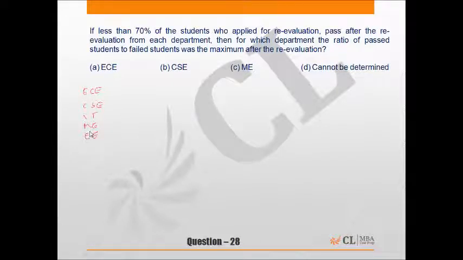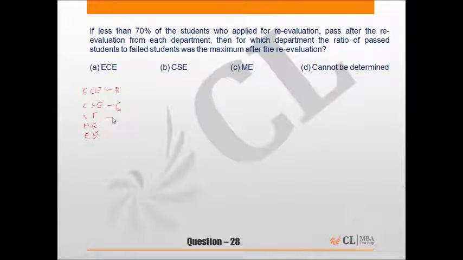In these branches, in ECE 12 people applied for re-evaluation. So the maximum possible number of people who can pass is 8. 8 is 66.66%, which is the maximum possible and less than 70%. Similarly for CSE, 10 people applied, so the maximum possible is 6. Do not take it as 7 because it is less than 70%, not 70%. So 70% would be 7 and less than 70% would be 6.